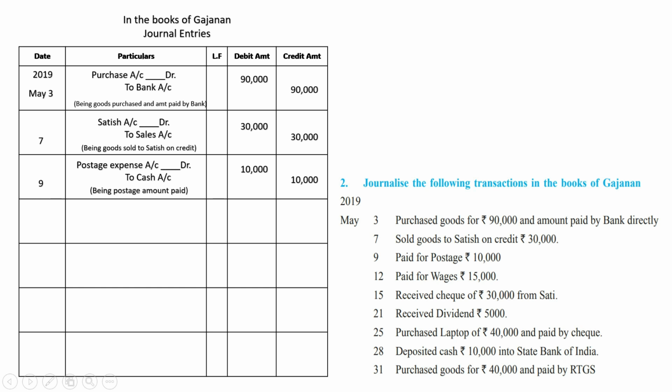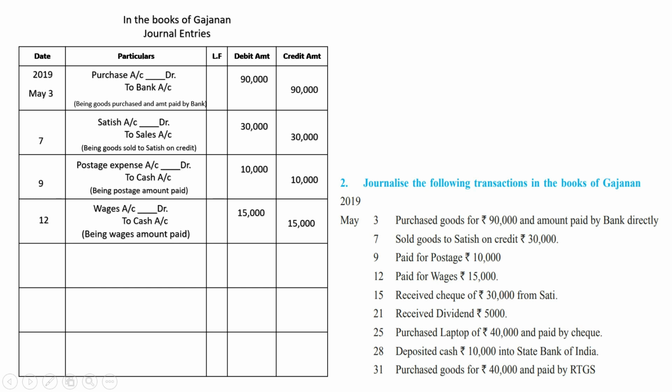Now again, same entry: paid for wages. Again, you have paid. That means cash goes out, and you have paid for wages. So wages will become your expenditure. So you will write wages account debit to cash account. Alright. It is an expenditure, so you have to follow the nominal rule. So you should know these rules.